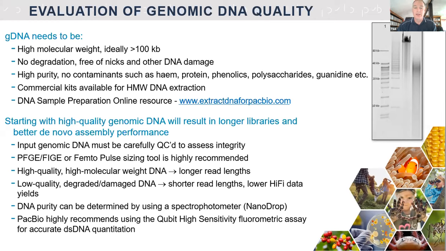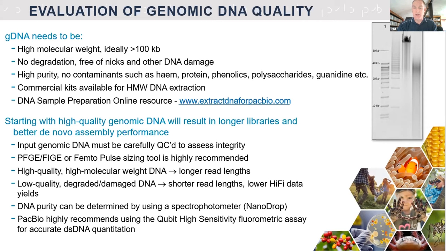So once you've got your high quality DNA, you really want to look after this and make sure that everything's good. So you need to do good QC. Ideally for sizing, you're going to use a pulse field gel or field inversion gel or the FemtoPulse instrument. Very, very good for sizing high molecular weight DNA. And the better that DNA is to start with, the longer your reads generally, and the lower the quality, then obviously the shorter the reads, and effectively the lower the HiFi data yields you're going to produce.